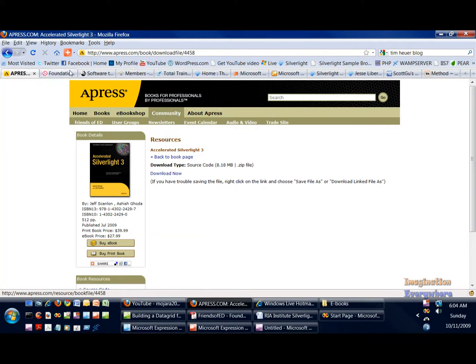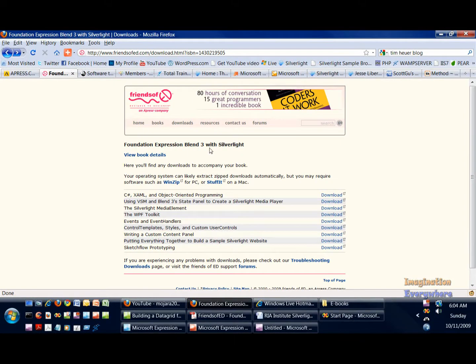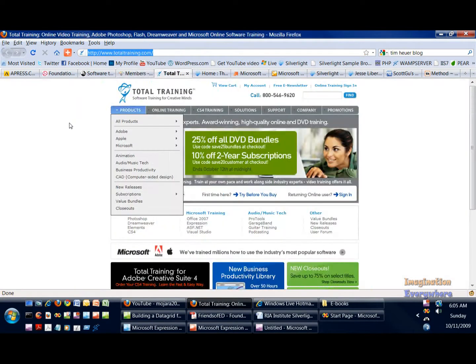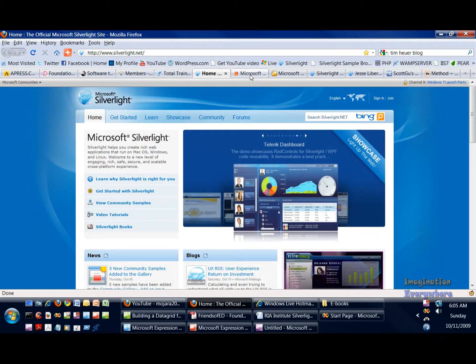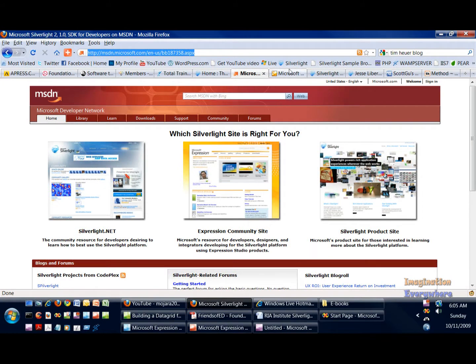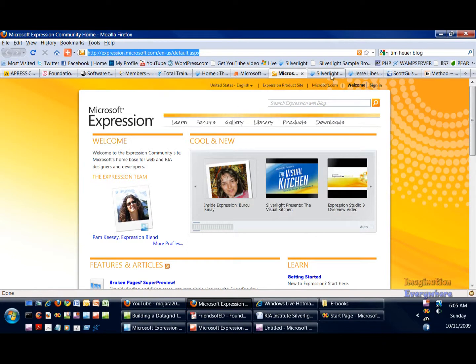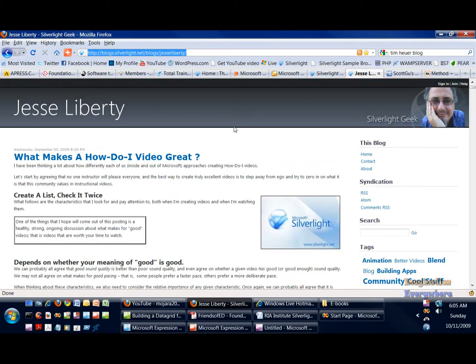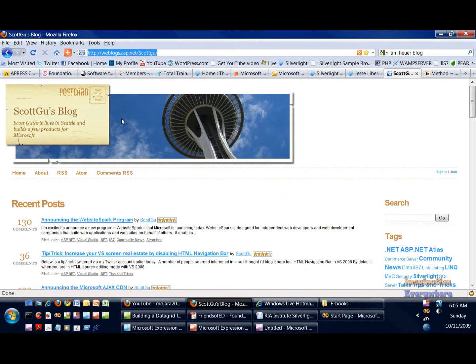websites such as apress.com and get Accelerated Silverlight 3. That's one of the books that we'll be working from, and it has source code that we'll be using. Foundation Expression Blend with Silverlight, lynda.com, learnvisualstudio.net. I have a subscription to that. I also have a subscription to totaltraining.com. Of course, Silverlight has a lot of training videos that you can use, over 100. MSDN.com, Microsoft's Developer Network. The Microsoft Expression site has a lot of video tutorials. Silverlight blogs, this is the Silverlight Tip of the Day by Mike Snow. Jesse Liberty is the Silverlight Geek, he's one of my heroes. Scott Guthrie is the guru of ASP.NET, and is one of the engineers that built ASP.NET and is influential over Silverlight 3. Tim Heuer's blog.